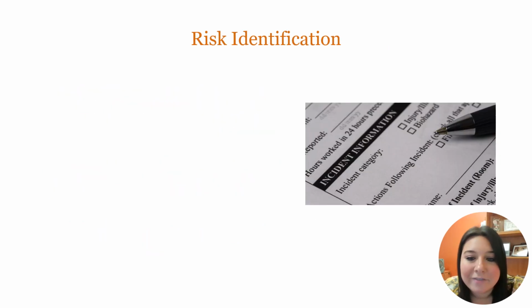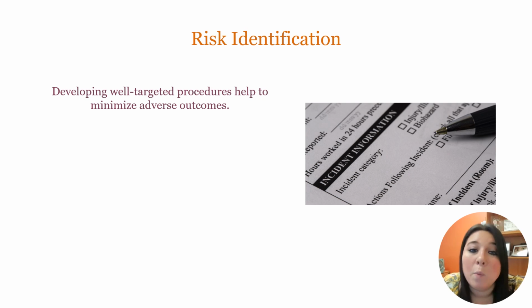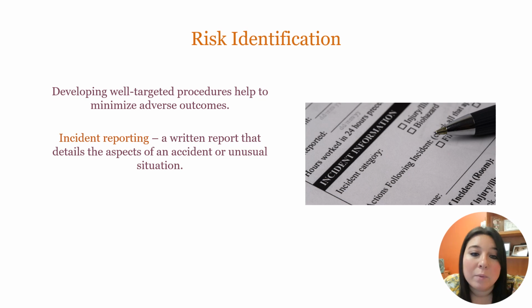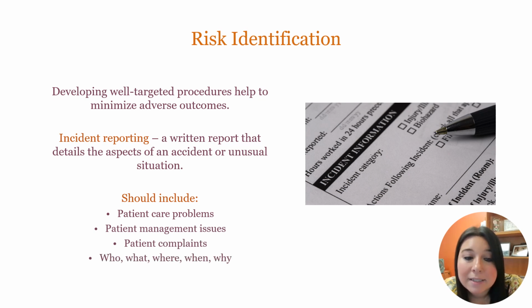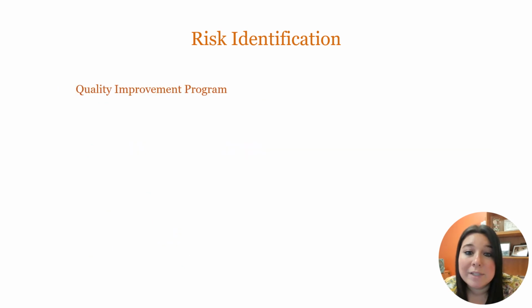So how can we identify risks? First, we want to develop well-targeted procedures that help minimize adverse outcomes. We can report incidents. So when we're reporting incidents, we want to include all of the details of an accident or any weird situation. That way we can determine how it occurred and what ways that we can change that situation so it doesn't occur again. This should include patient care problems, patient management issues, patient complaints, the who, what, where, when, why of the issue as well.